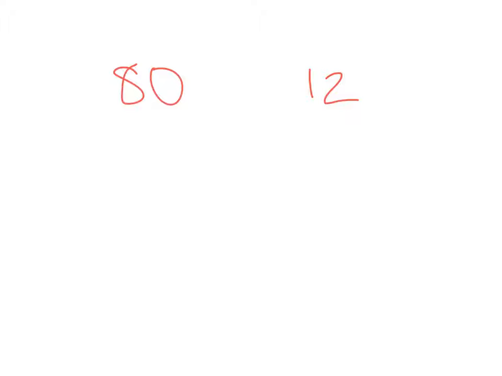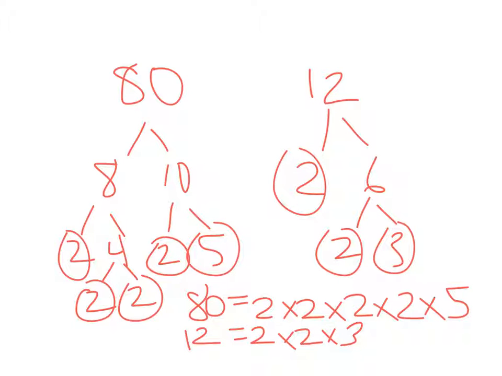So here's 80 and 12. I'll prime factorize them. So here they are prime factorized. What do they share? They share one set of 2's and then another set of 2's. So the greatest common factor of these numbers is going to be 2 times 2, and that's going to be 4. But that's not what we're looking for. We're looking for the least common multiple. I got to write it up here now.